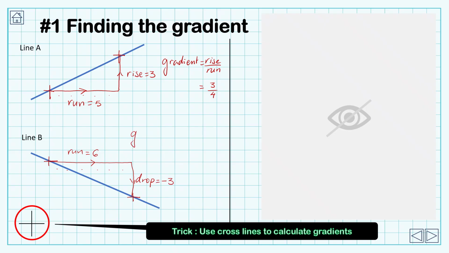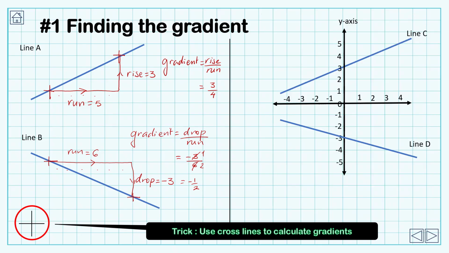Now we're going to work out the gradient. So, if you remember, the gradient is equal to the drop over the run. So it drops by -3 and the run is 6. And you can simplify this to -1/2. Why? Because if you divide 3 by itself, that's 1, and 6 divided by 3 is 2. Okay, so this is how we work out the gradient.